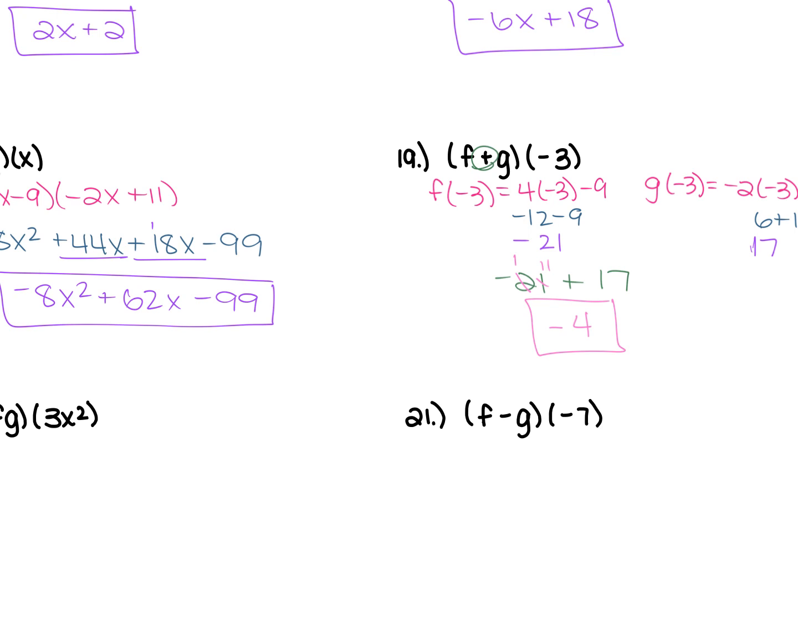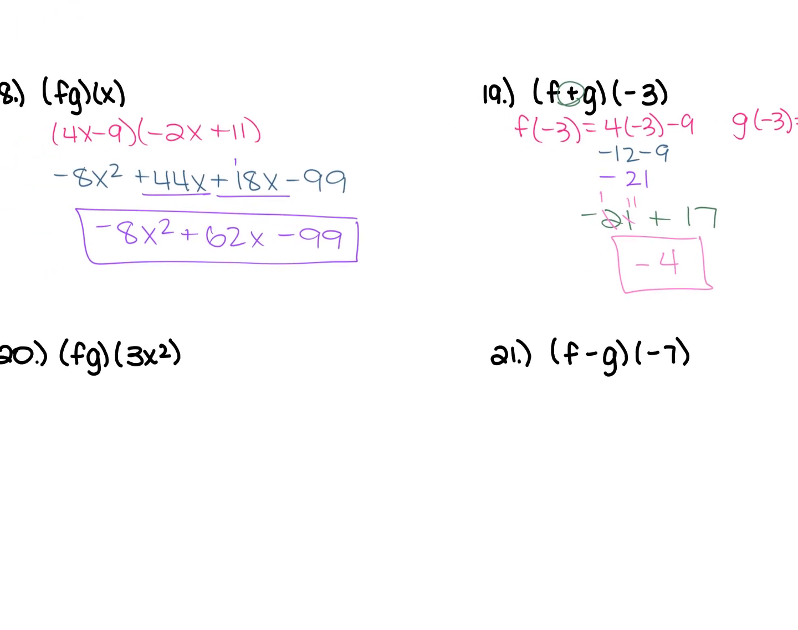For number 20, we're finding f times g of 3x squared. So anywhere we see an x, we are going to plug in the 3x squared for it. So that means we are going to have f of 3x squared times g of 3x squared. So we said that f of x is 4x minus 9. That means it's going to be 4 times 3x squared minus 9. The g of x is negative 2x plus 11. So that's going to be negative 2 times 3x squared plus 11.